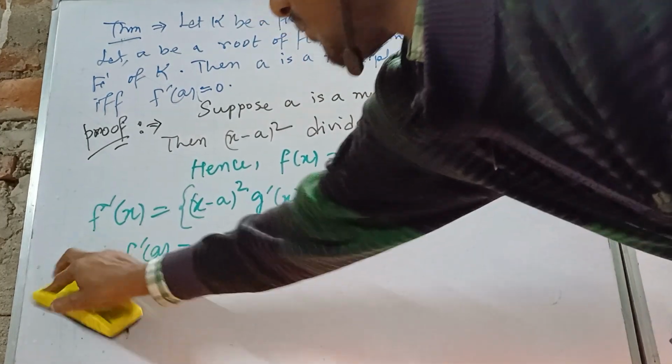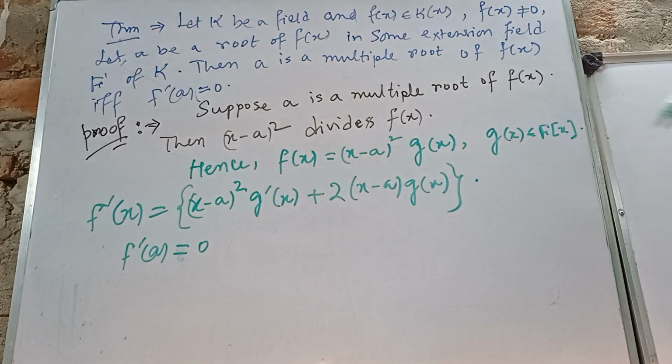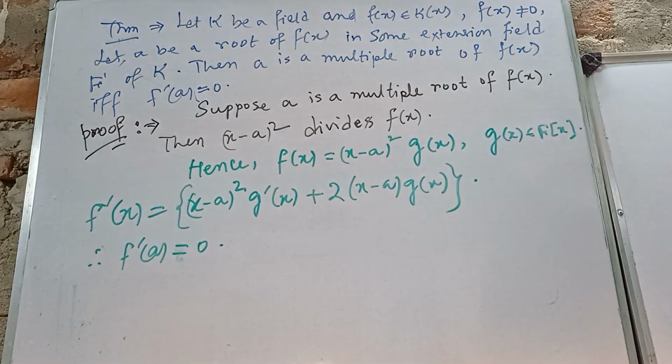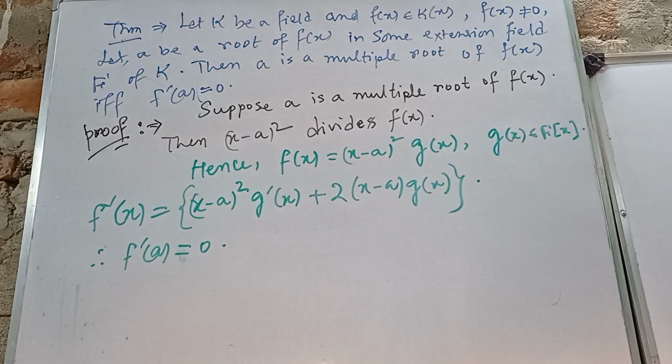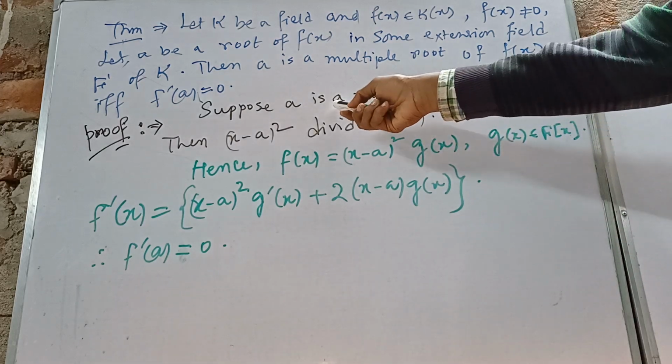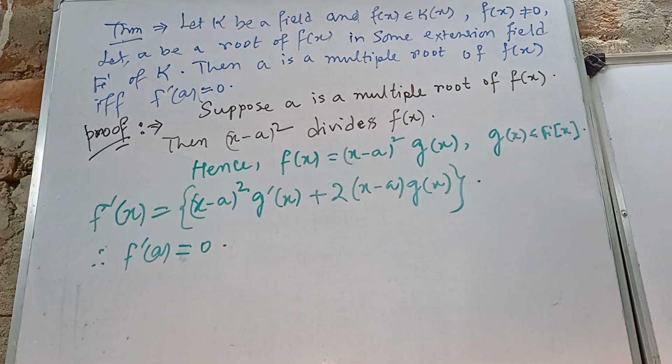Okay, now this one equal to 0, that means f dash a equal to 0. We put a here and evaluate this value equal to 0. So we first take this one, a is a multiple root, then this one happens.